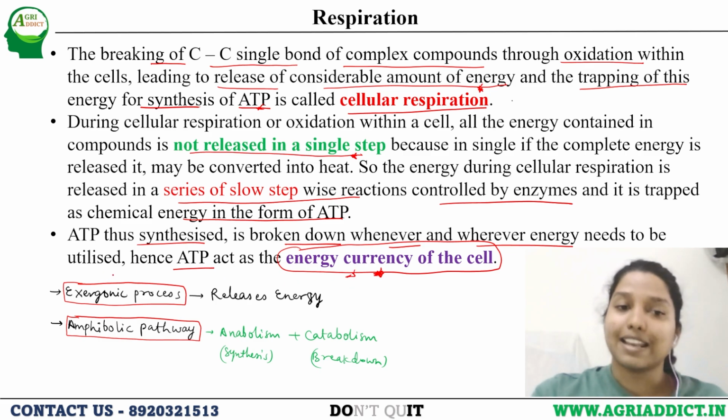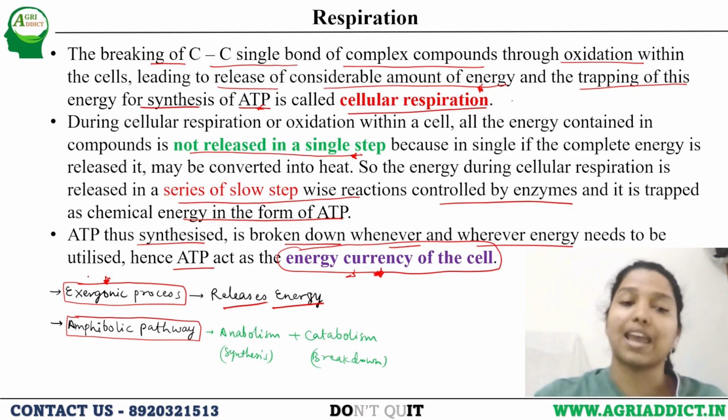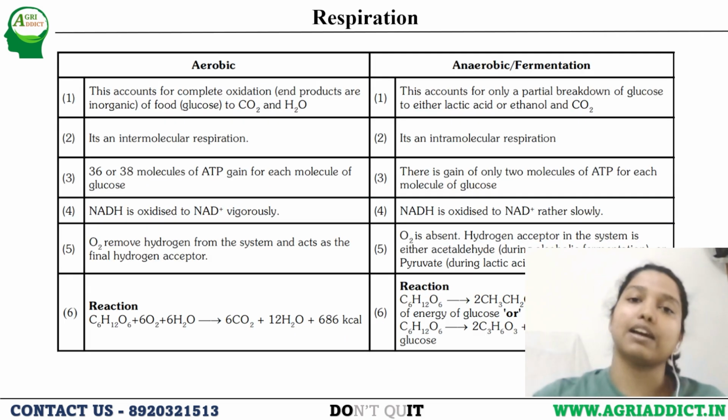Respiration is an exergonic process, meaning that energy will be released during this process. Complex molecules get converted into simple molecules, and during this process the energy is released. And it is an amphibolic pathway, meaning anabolism is also happening along with catabolism; something is getting synthesized and something is getting broken down. So it is an amphibolic pathway. Let's move to the next slide.